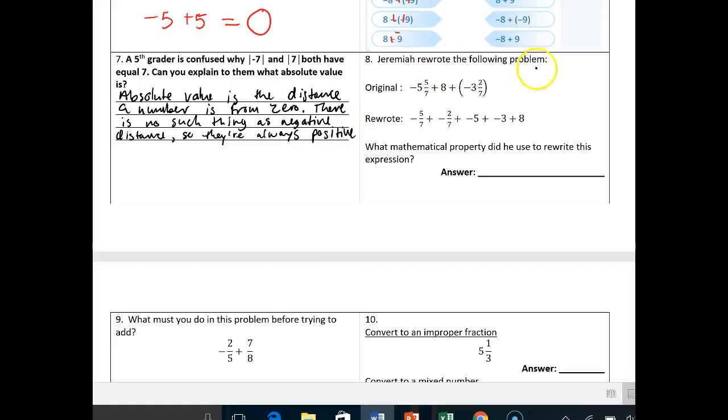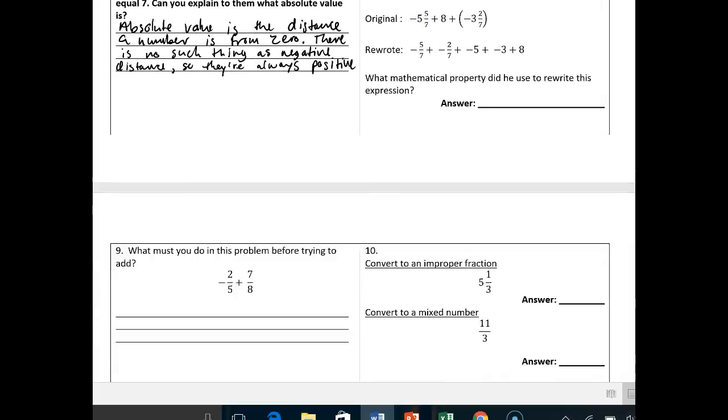Number 8, Jeremiah wrote the following problem: negative 5 and 5/7 plus 8 plus negative 3 and 2/7. He rewrote it like this. What mathematical property did he use when he flipped stuff around? Hopefully you remember what mathematical property it was.